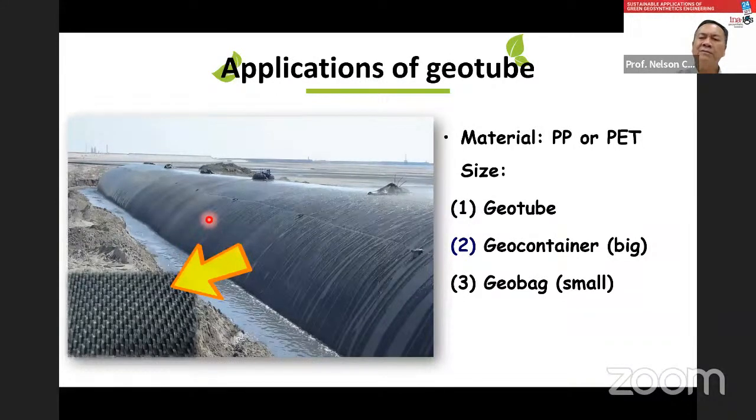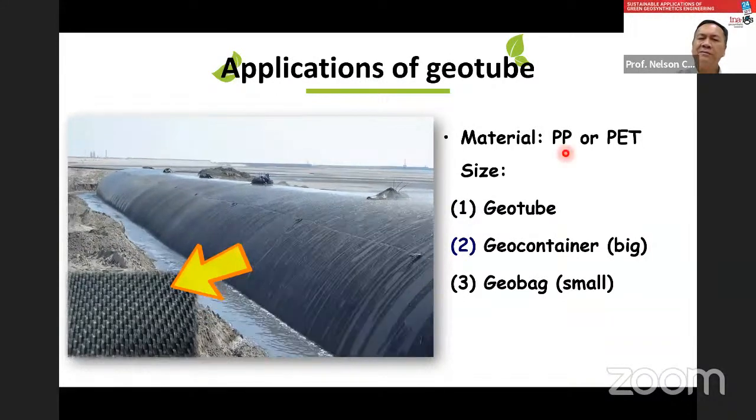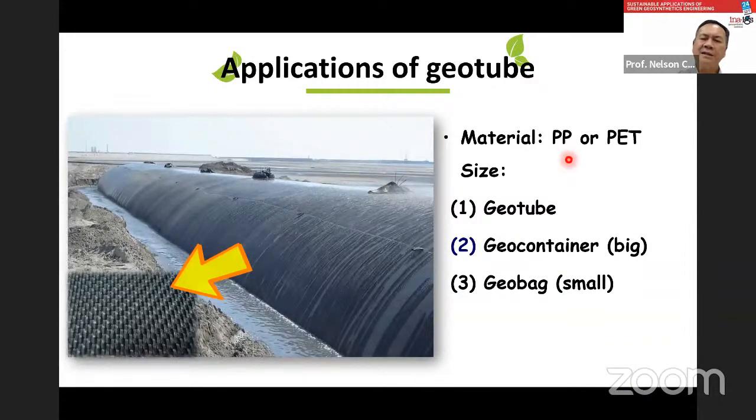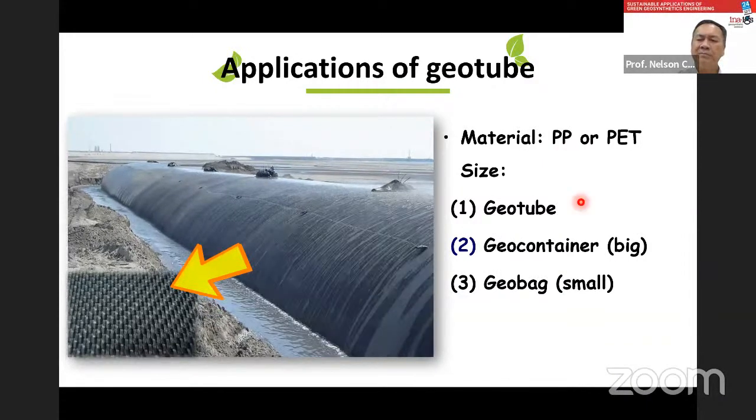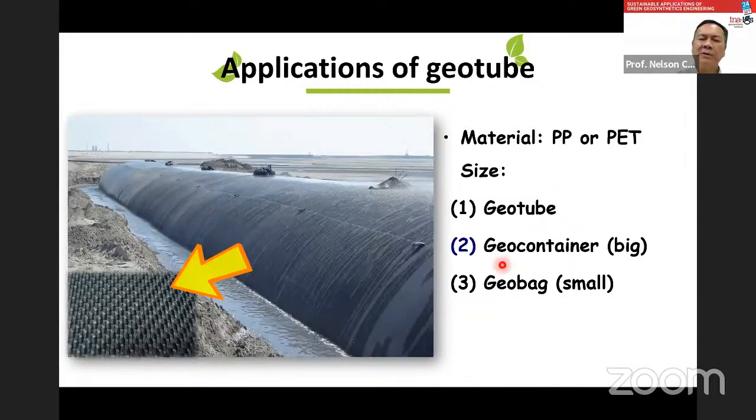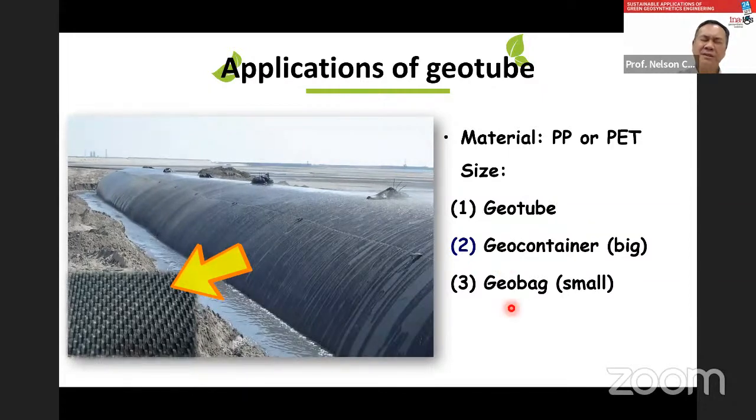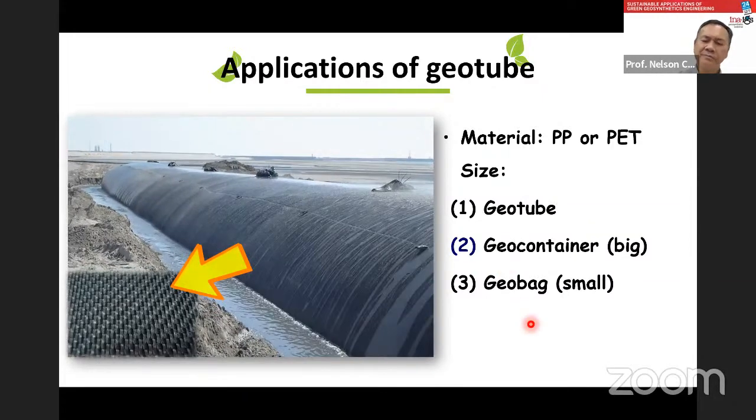The material of geotube is, in most cases, PP or PET, and for the size, you can make a bigger one, which becomes a geo container, but also a small one as a geo bag. But the principles are the same.